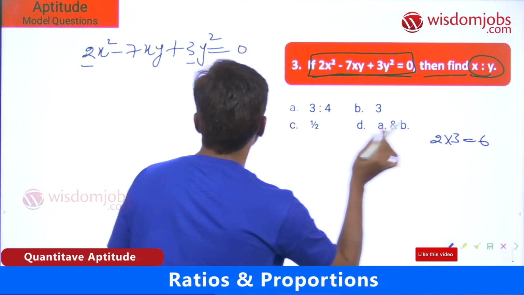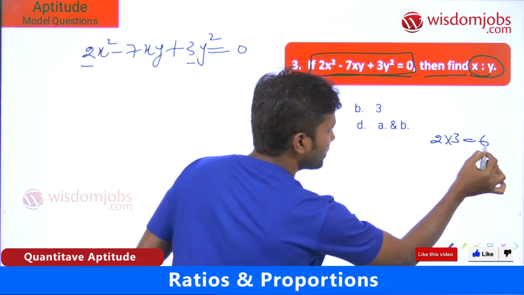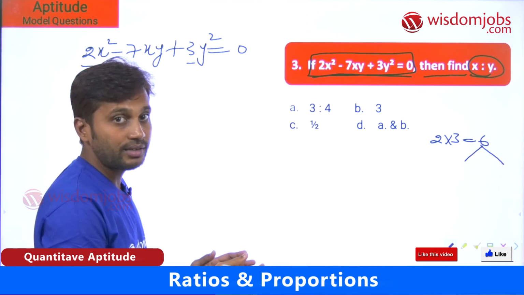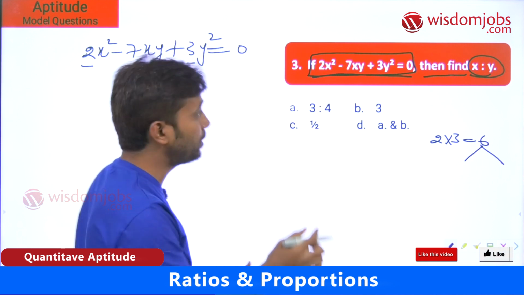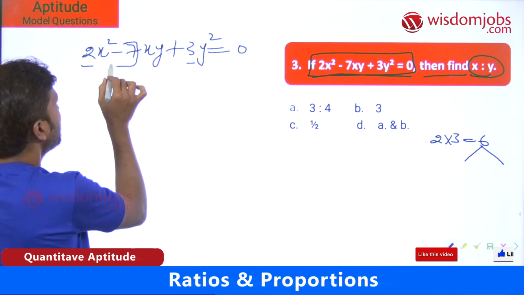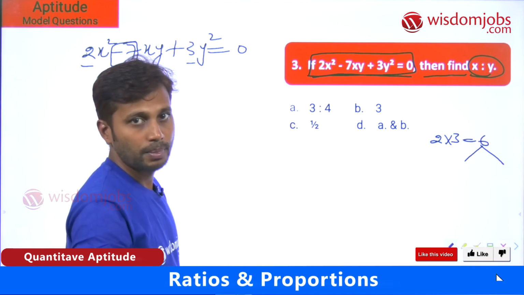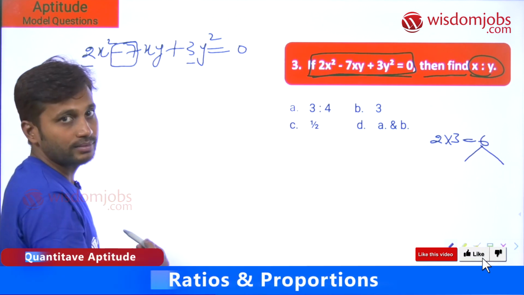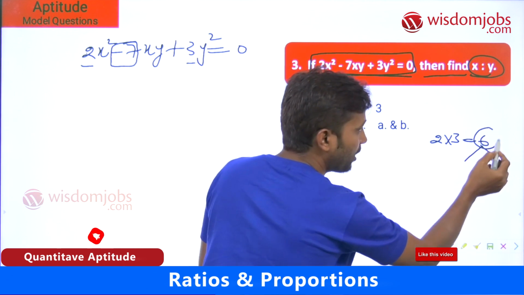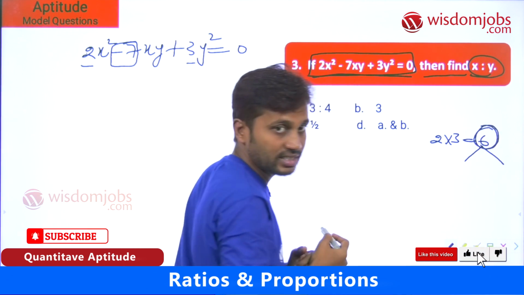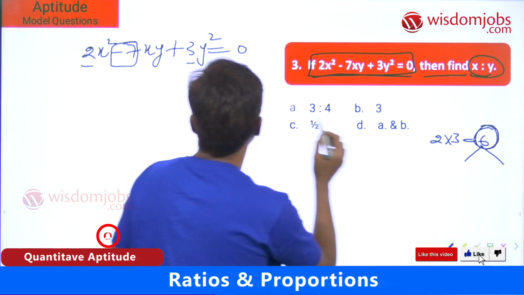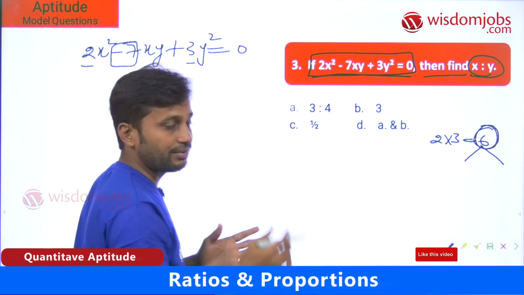So now you have to split the 6 into factors. You need to factorize the 6 in such a way that when you add those factors, you get minus 7, means the coefficient of the middle term. And when you multiply these two, you need to get the product of 2 and 3, means 6. And when we add those two factors, we need to get minus 7. Got it? Like that we need to split.